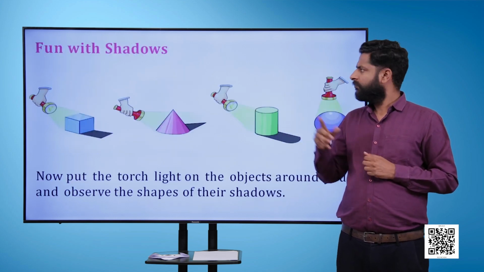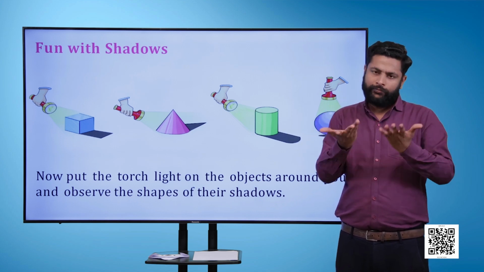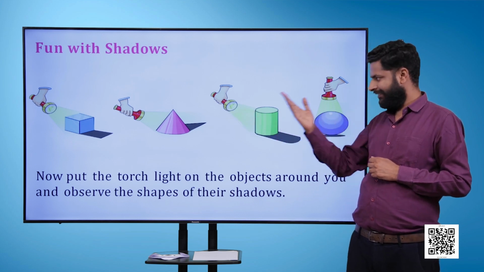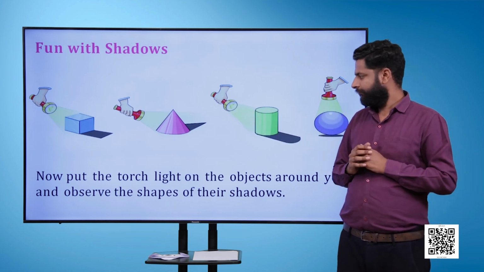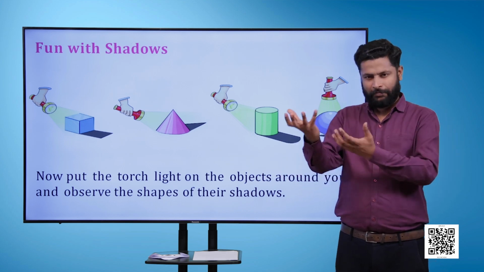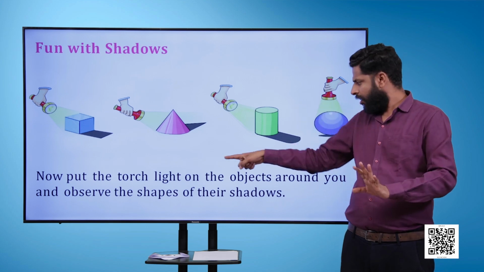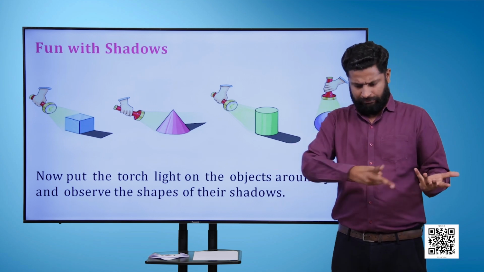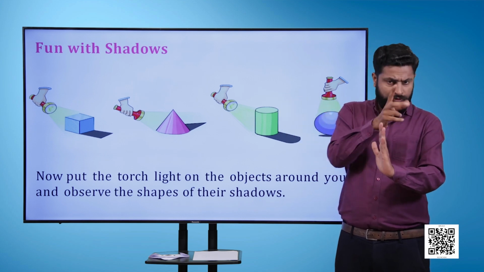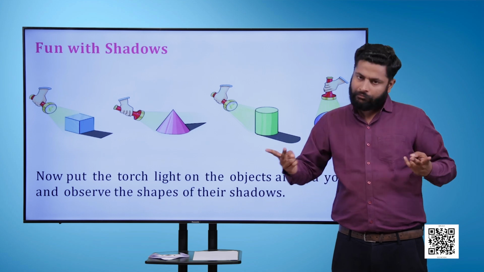Fun with shadows. Now, we have an image here. In the image, torchlight has been used to create shadows from different objects. The different objects are cube, cone, cylinder, and a sphere. Now put the torchlight on the objects around you and observe the shapes of their shadows.